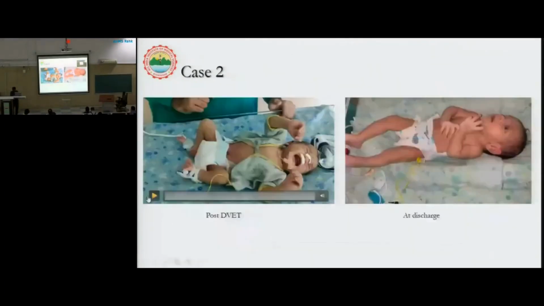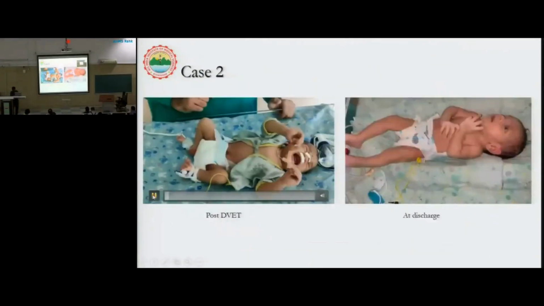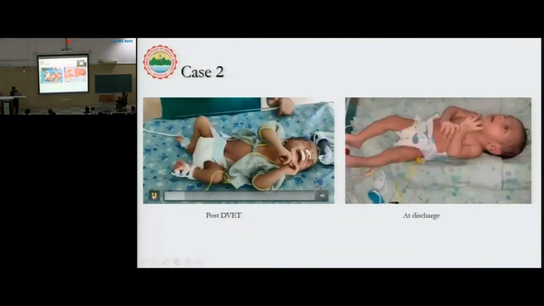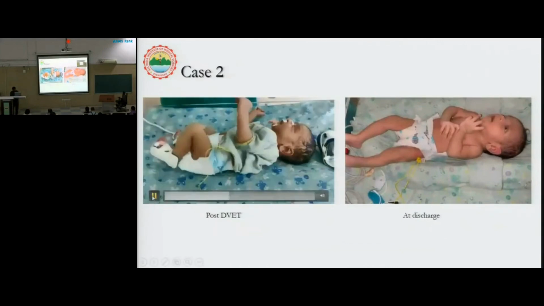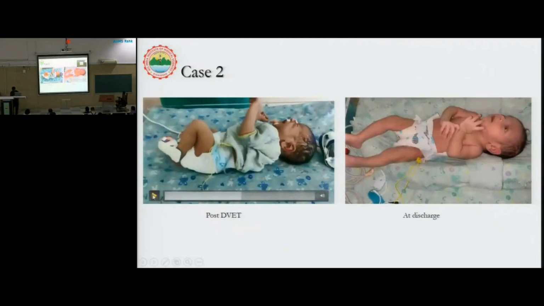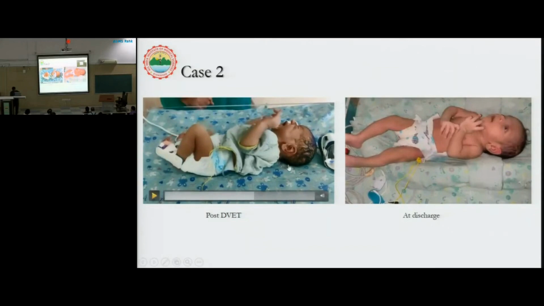This was the condition post DVAT and phototherapy of 1 to 2 days. So we can see that baby is still having poor feeding. Baby was being fed through OG tube. There was retrocollis, and baby was having stereotypic movements, and still irritable. Baby was still irritable, and this was a discharge.